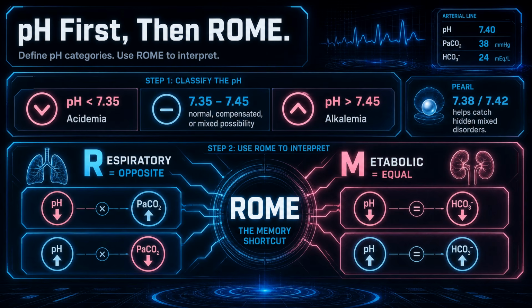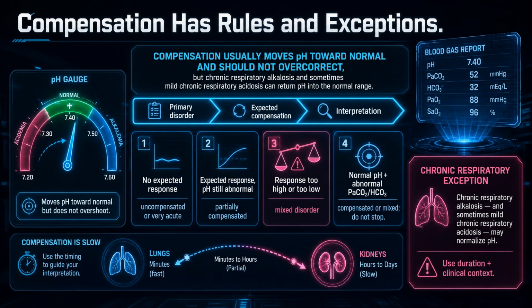Then use Rome. Respiratory disorders move pH and carbon dioxide in opposite directions. Metabolic disorders move pH and bicarbonate in the same direction. Compensation is predictable. Usually, compensation moves the pH toward normal but does not overshoot. If there is no expected response, the disorder may be very acute or uncompensated. If the response is too high or too low, think mixed disorder.